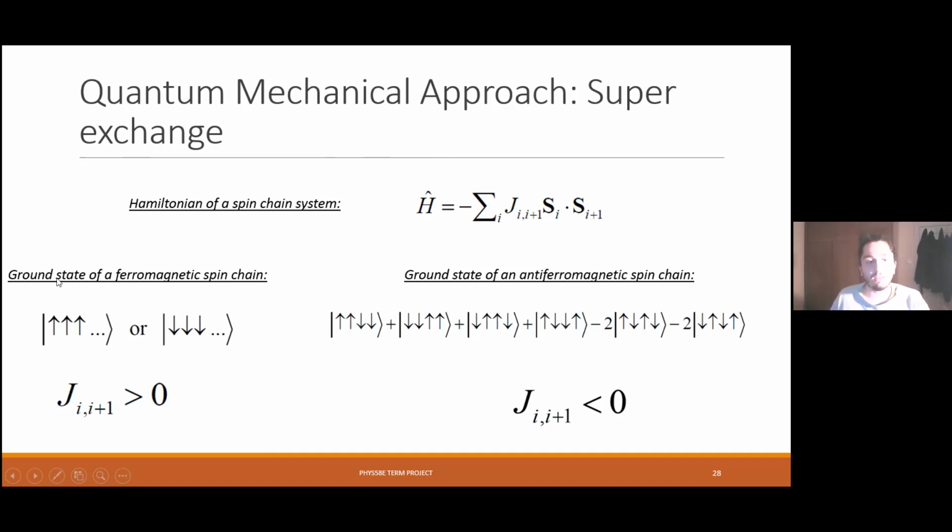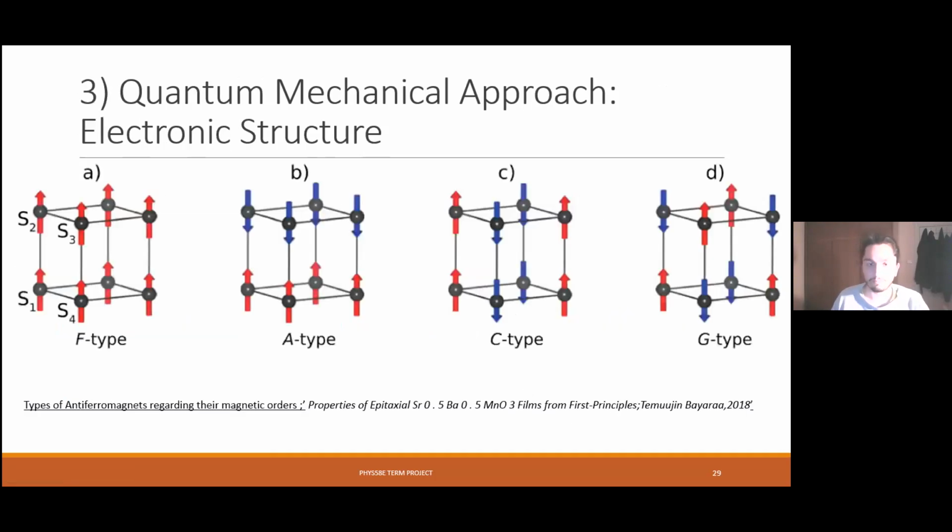So when we look at the ground state of a ferromagnetic spin chain, we can easily say all up spins or all down spins, which is J greater than 0. But when we look at an antiferromagnetic spin chain, we just cannot say directly that all spins are up, down, or in another order. We have a different, complex wave function to describe the ground state, which makes it quite complex compared to ferromagnetic systems.